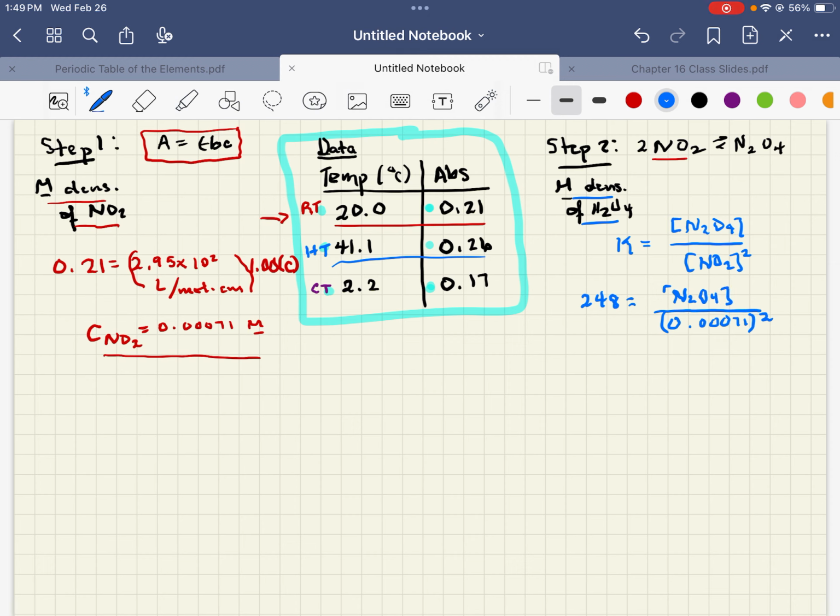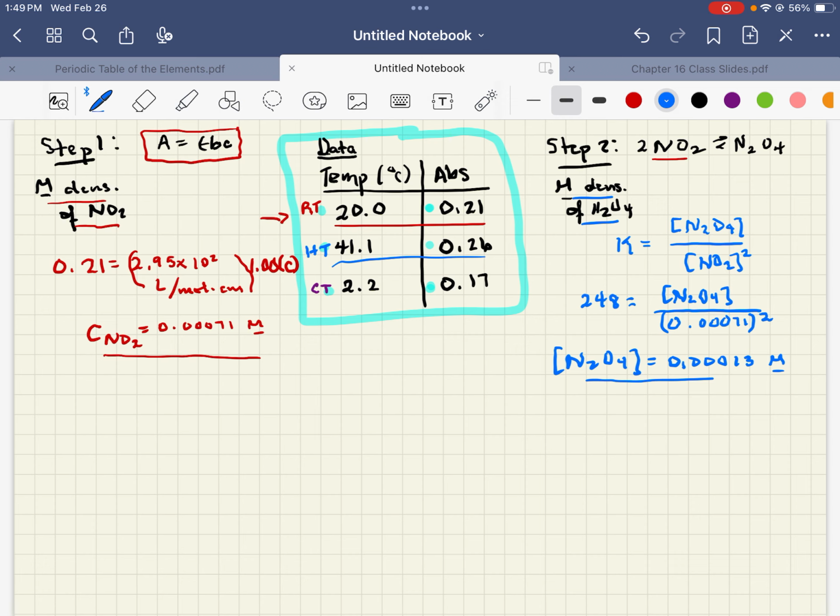And we can then find the concentration of N2O4. And when I do that math, I find 0.00013 molar. Let me make that so you can see it a little better. So now we have the concentration of N2O4 and the concentration of NO2 at room temperature.